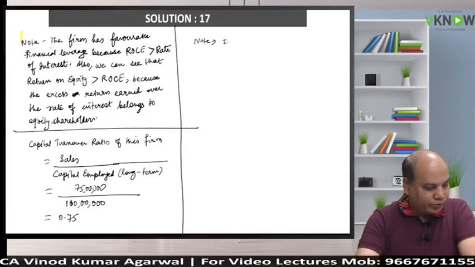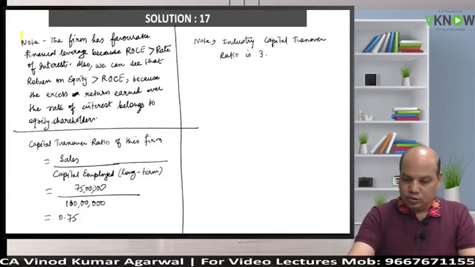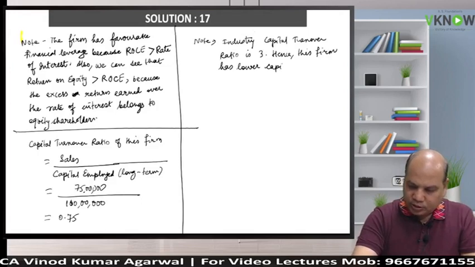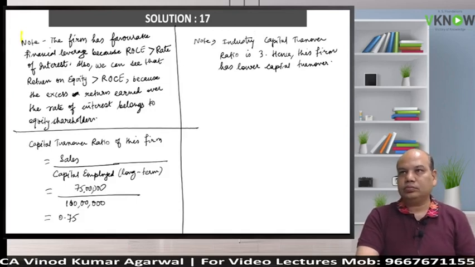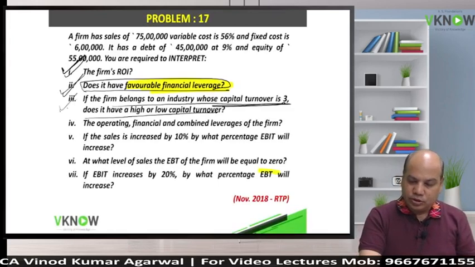Note: industry capital turnover ratio is 3. Hence, this firm has lower capital turnover. So that was my question number 3.